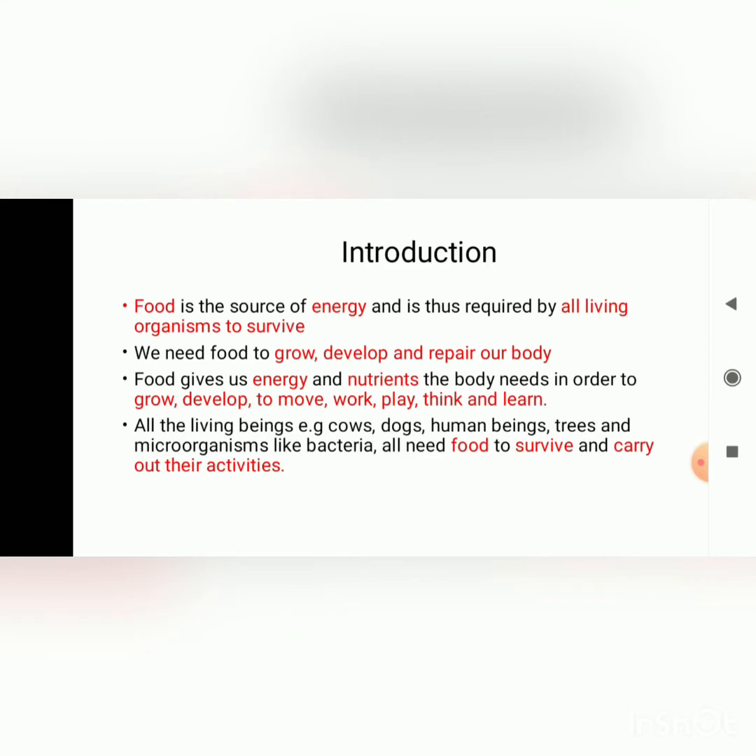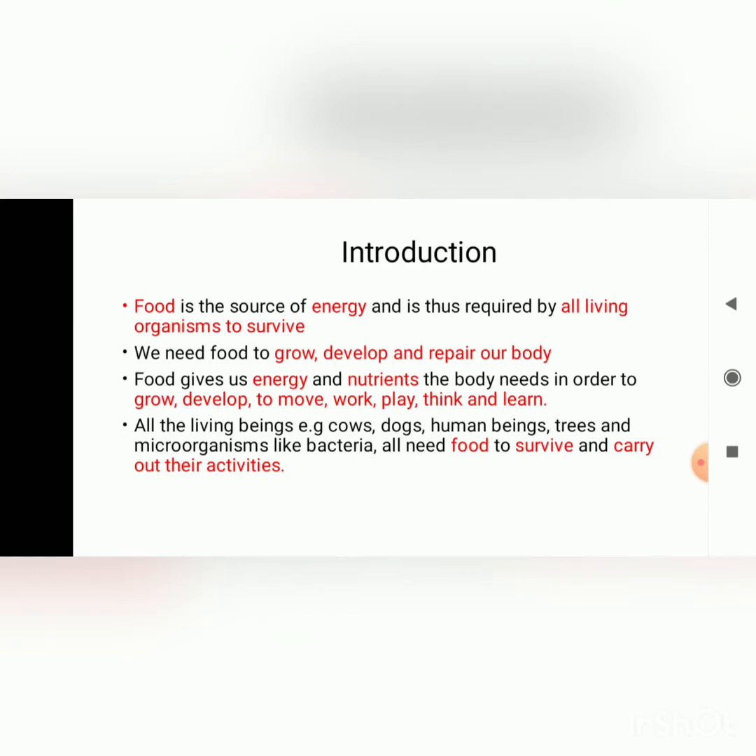Okay. So guys, as you know, all living beings need food to live. Food is the source of energy and is thus required by all living organisms to survive. All living organisms need food for their survival, to live, to grow, and to remain healthy. We need food to grow, develop, and repair our body. For the growth of an organism, for the development of an organism, and for the repair of the damaged body parts and body organs, food is necessary.